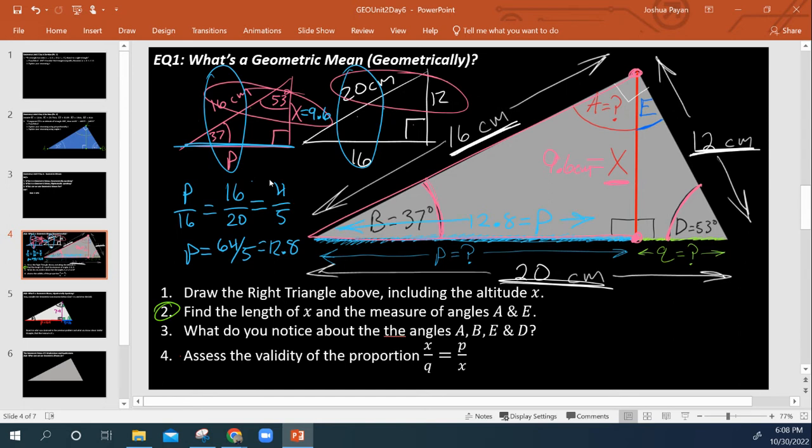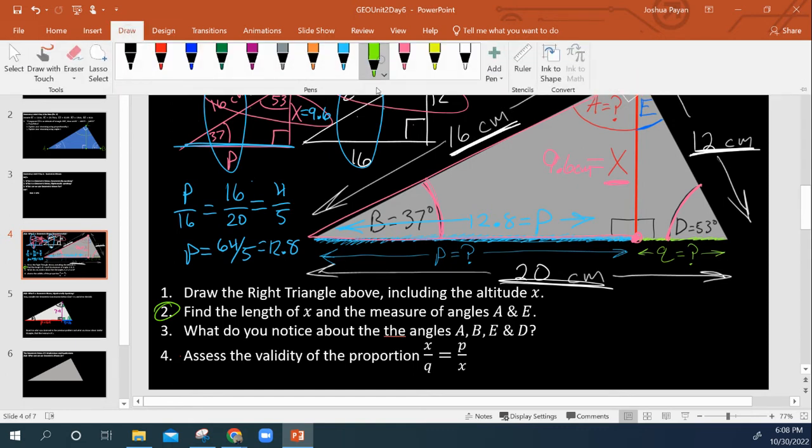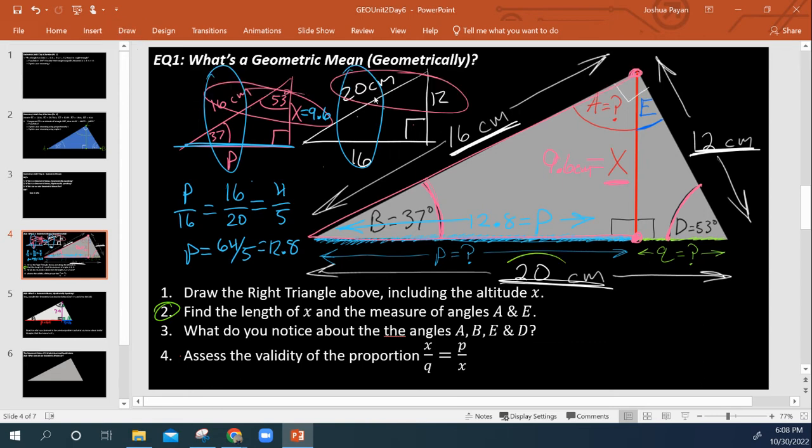Now, by proxy, we can also figure out what Q is just by using plain old subtraction. If the full side length is 20, I can just do 20 minus what we got for P just now, the 12.8, and therefore Q must be 7.2 centimeters.